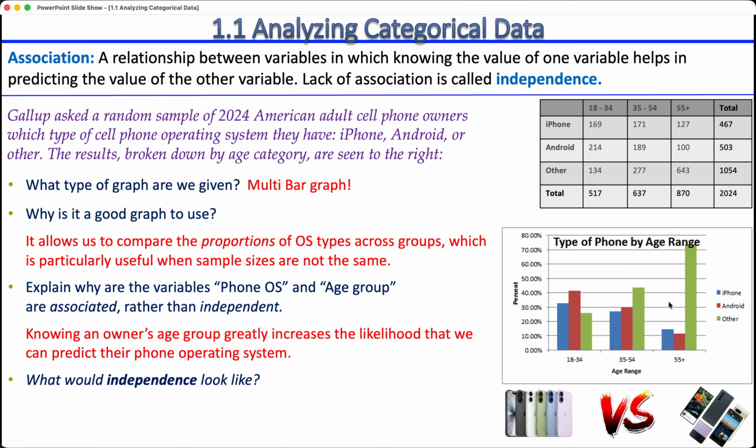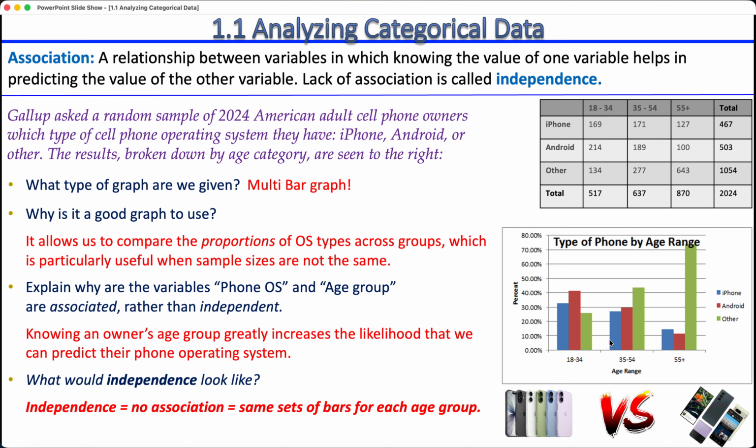So it could still be the case that, here's the split between iPhone, Android, and other, but if that's true for 18 to 34-year-olds, that would have to be true for every other age group as well in order for there to truly be no association between the two variables. So independence would look like, more or less, the same set of bars for each age group.